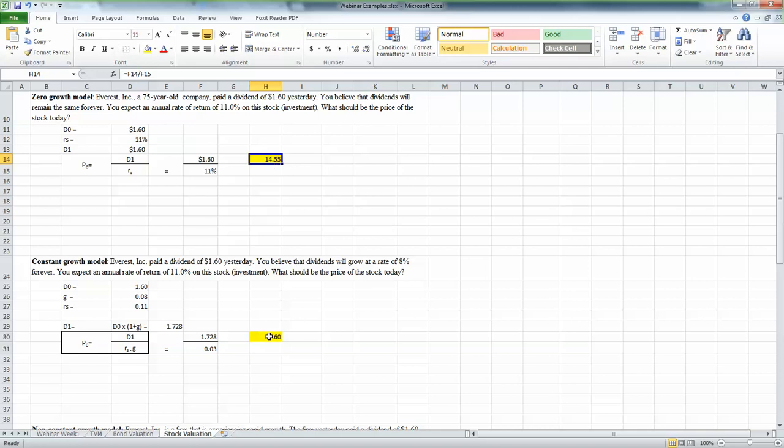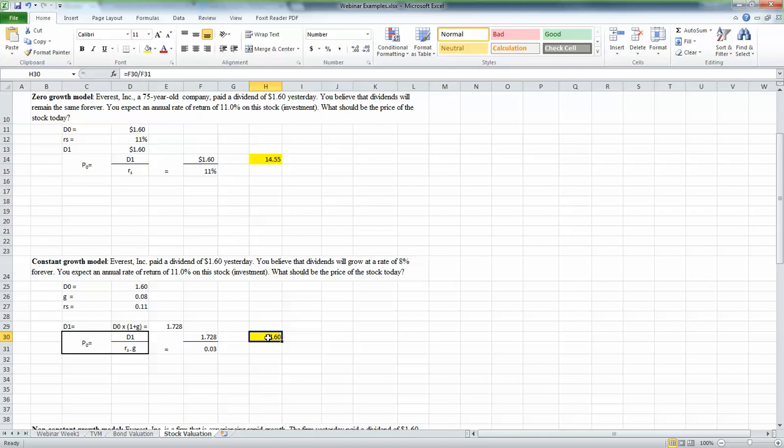You see the difference here from about $15 all the way to $58, right? So that's a big difference in the stock price. You see, that 8% growth is resulting in that big high stock price. So if a company is growing faster, definitely the stock price should be higher.